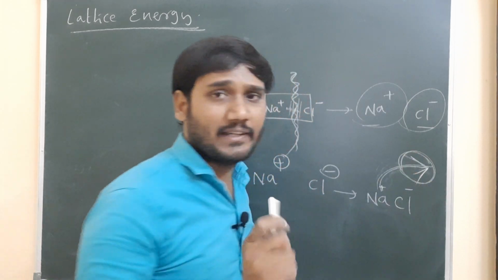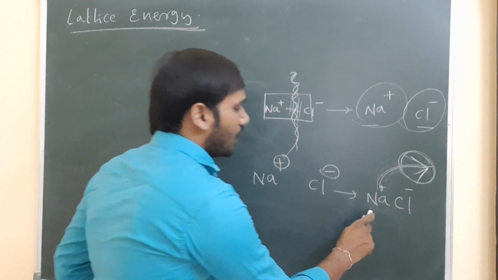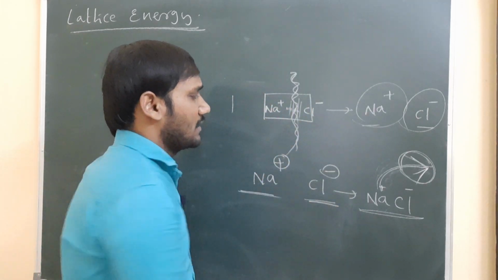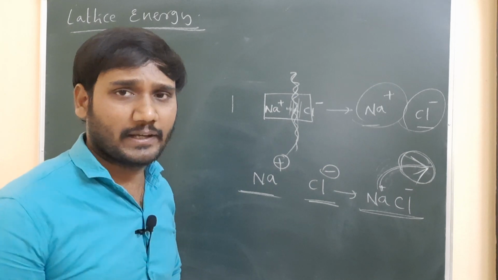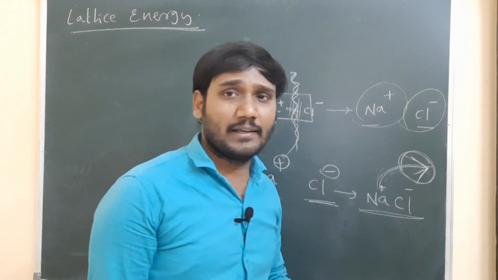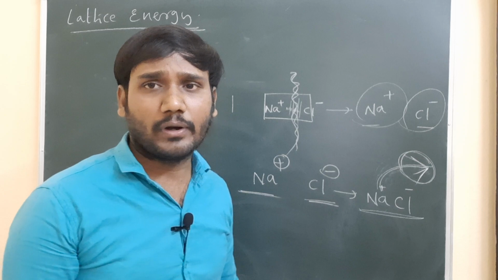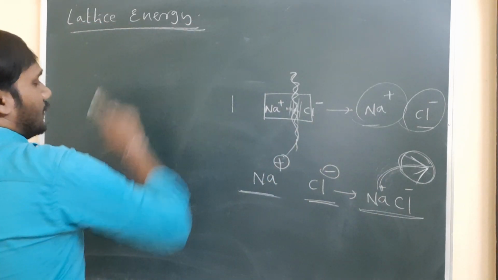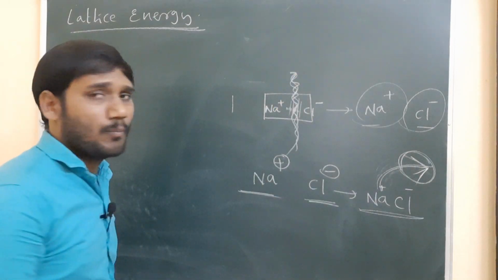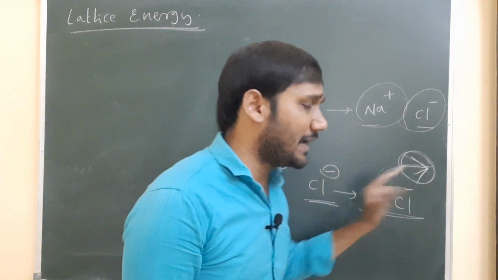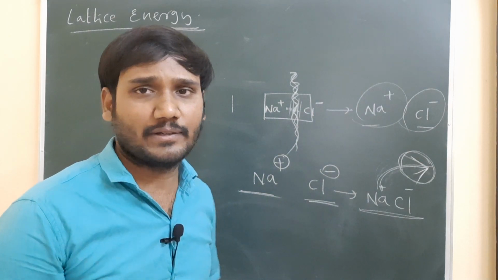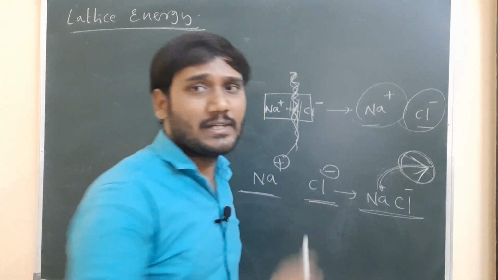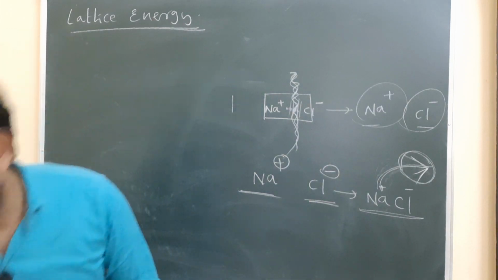The amount of energy released when 1 mole of ionic compound is formed from its constituent ions is also called lattice energy. So for breaking an ionic compound we call it lattice energy, and for making an ionic compound also we call it lattice energy. But for breaking, energy is applied; for making, energy is released. So this is what you call lattice energy.